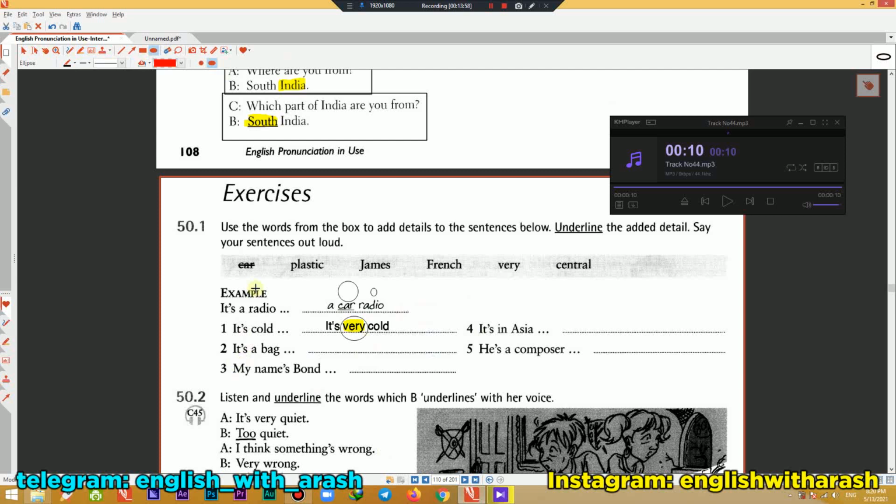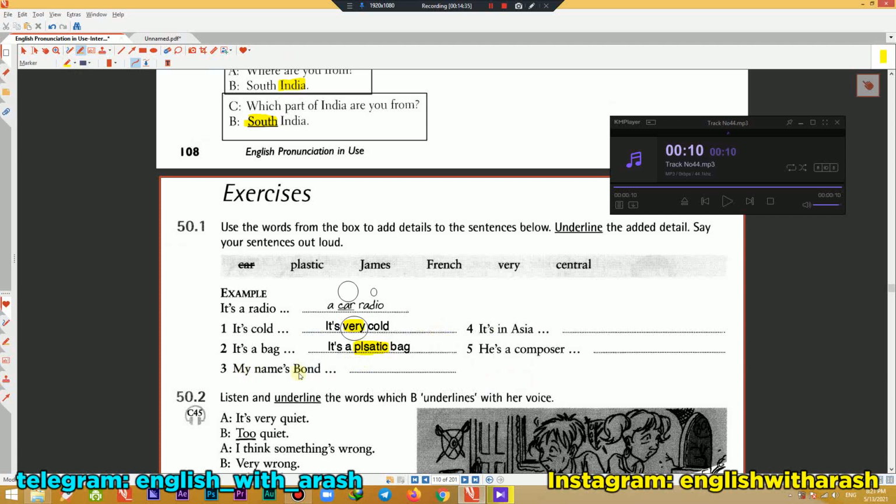Ali says it's a plastic bag. Yeah, I'm gonna write that too. It's a plastic bag. If it was just a bag, I wouldn't have a problem with it. But it's a plastic bag, and that's bad for the environment, right? So it's a plastic bag, right? Yeah, plastic. Good.